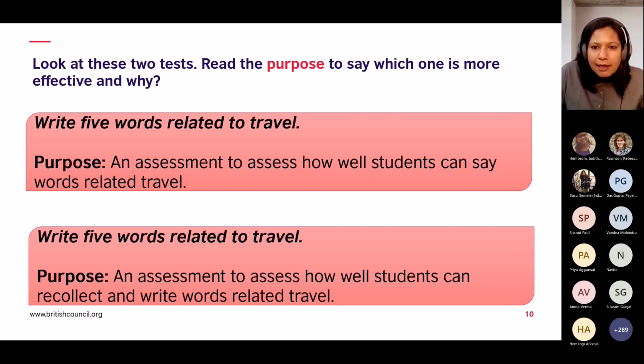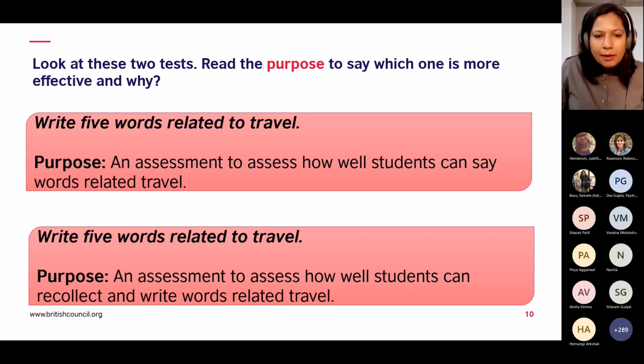Yes, you're all right. The second one is better simply because it's testing the skill that is in the purpose, right? The second one says that the teacher wants to assess how well students can recollect and write words, and that is why the teacher has given a written task to the students, whereas the first one wants to test spoken skills, but the teacher is asking them to write something, which is a mismatch, and that is a problem of validity, basically. Yes, thank you. Yes, Umanshu, thank you very much. Umanshu's message pretty much sums that up.